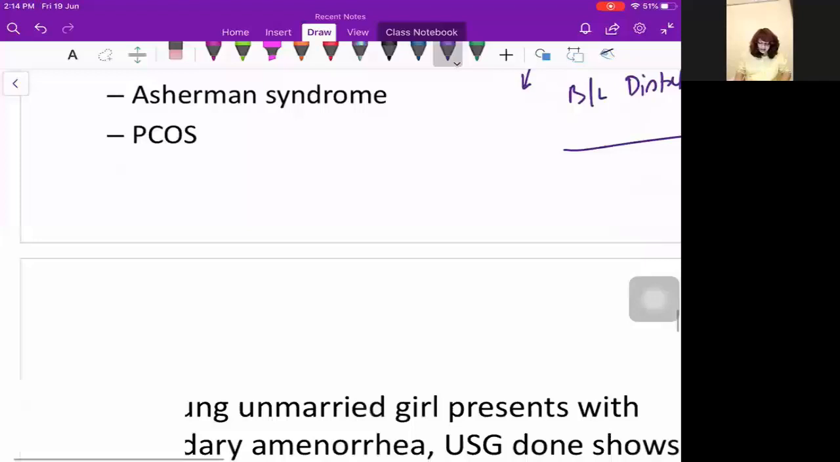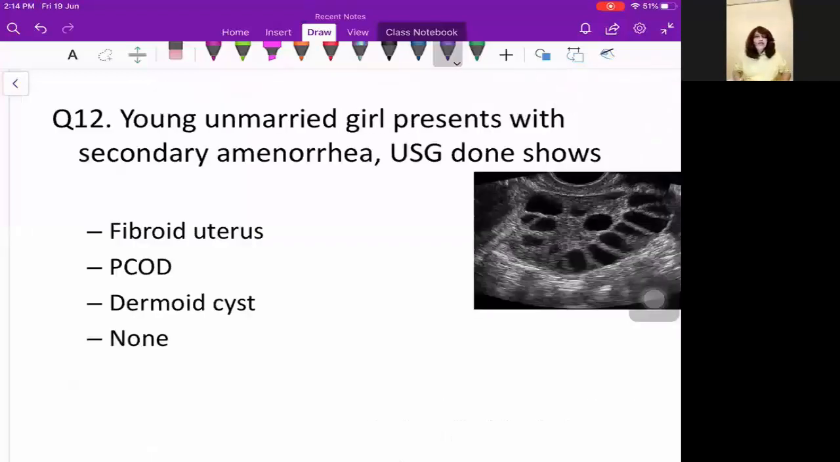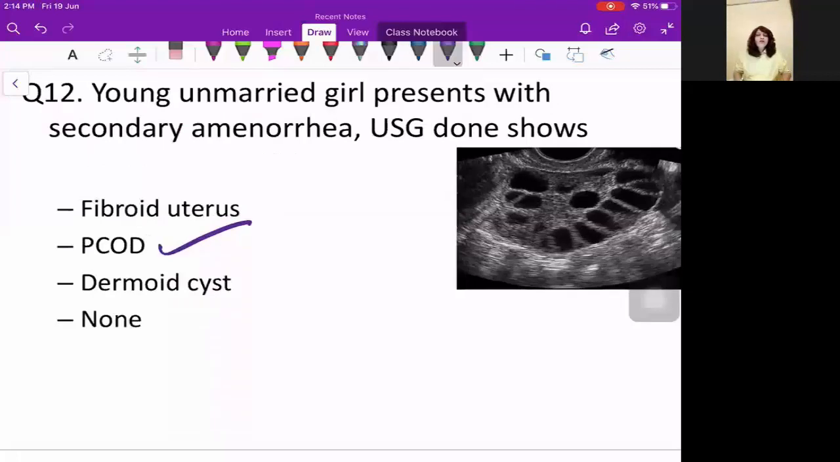Next, a young unmarried girl presents with secondary amenorrhea, and ultrasound shows this image. A similar question was asked in NEET PG 2014. Is it fibroid uterus? Is it PCOD? Is it dermoid cyst? It is a clear-cut case of polycystic ovarian disease. Soon I will be releasing a video on polycystic ovarian disease, where I will discuss the treatment options, presentations, and the Rotterdam criteria.